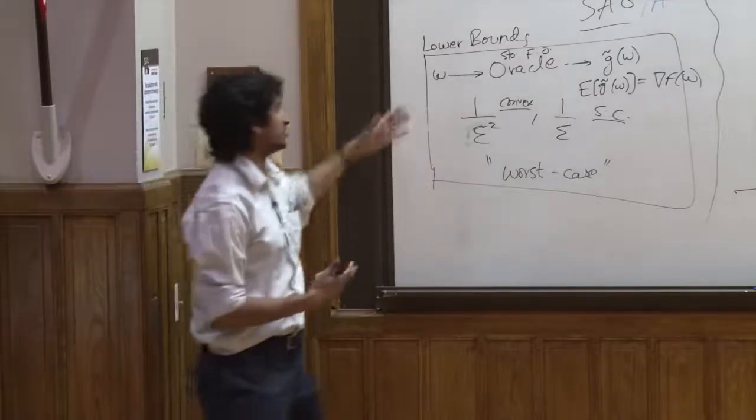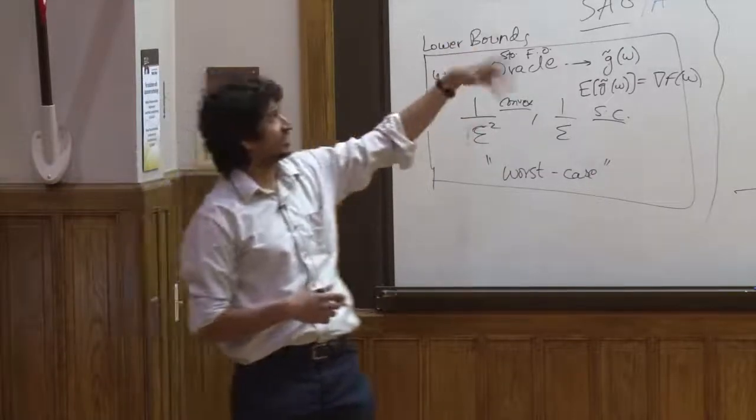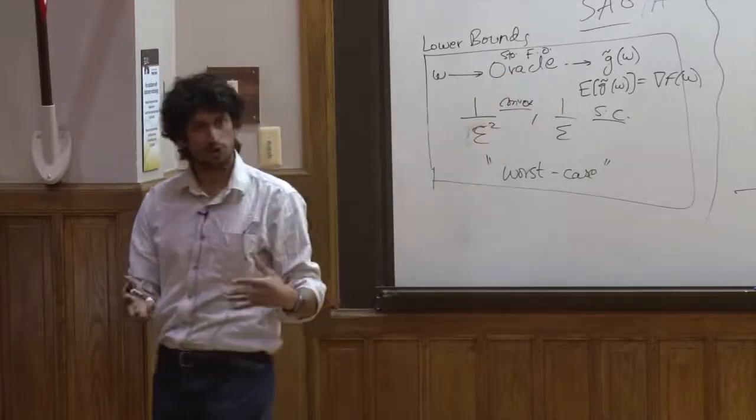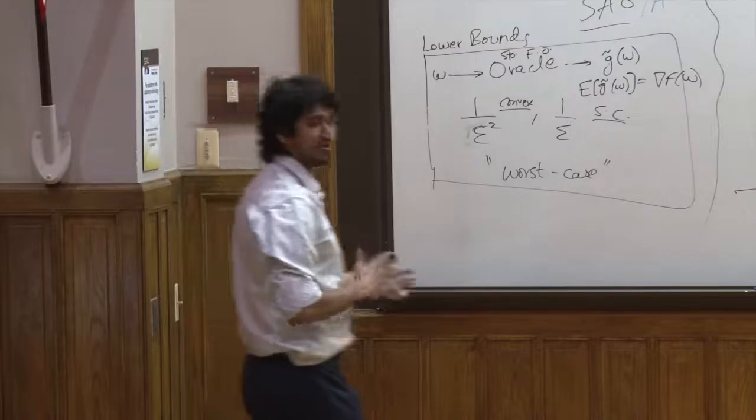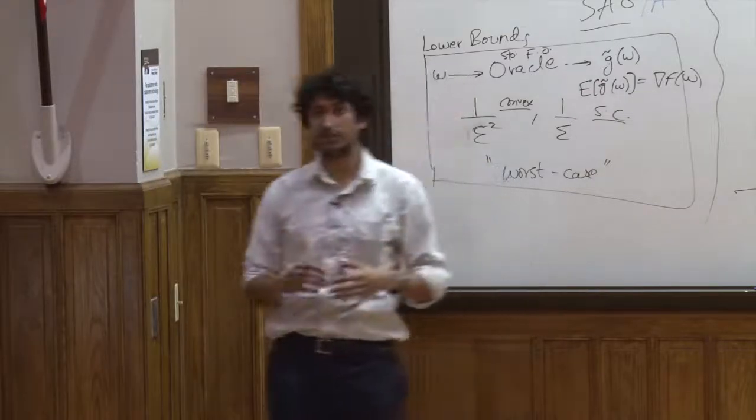And so they give lower bounds for that, and they find that a lot of these algorithms are very close to the lower bounds, but not exactly equal to the lower bounds. So the lower bounds might be loose, or the upper bounds might be loose.